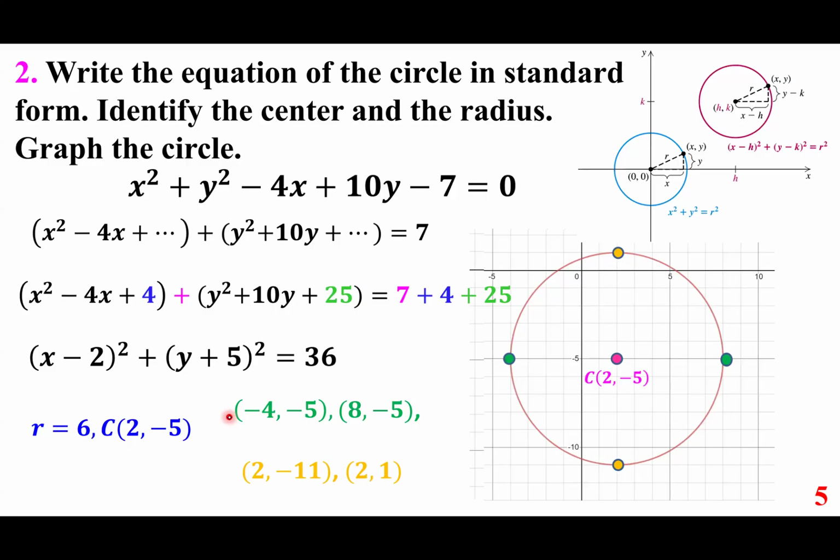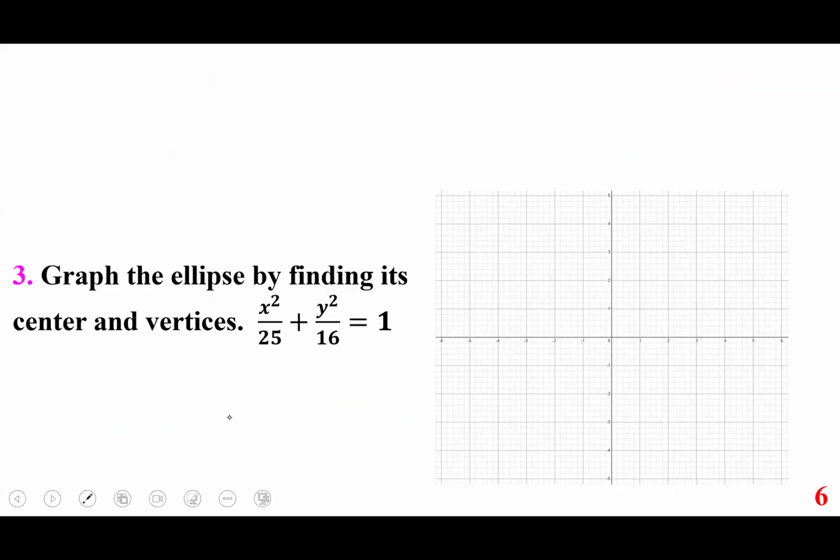So that's pretty straightforward, everybody. Graph the ellipse by finding its center and vertices. x squared over 25 plus y squared over 16 equals 1.